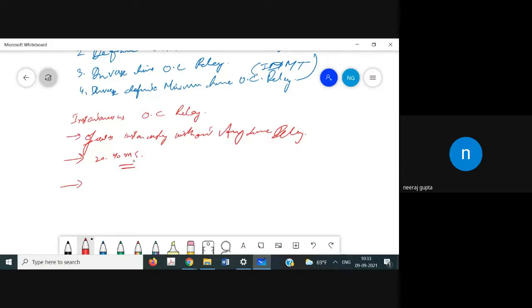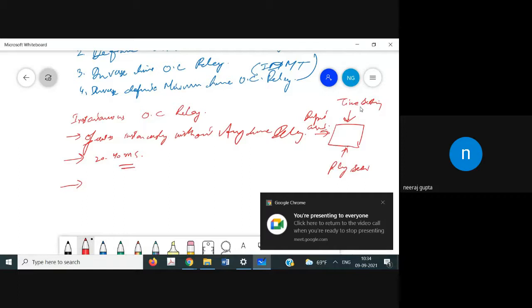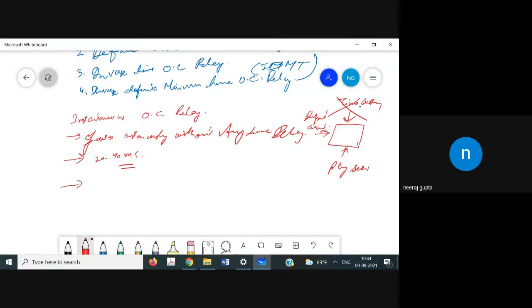And one more point is that we have two types of settings in relays. One is known as the time setting, the second is known as the plug setting, and this is the input current. Now, can anyone tell me which setting is not required in this kind of relay? Time setting, sir. Yes, the time setting is not required because it is an instantaneous relay. So in this kind of relay, no time setting is required.